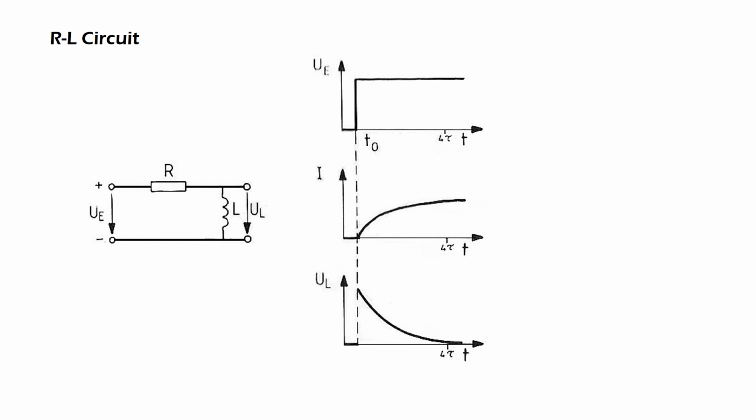RL circuit. The illustration on the left shows a simple RL circuit. The illustration on the right shows the current and voltage characteristic of an RL circuit. A DC voltage UE is applied to the input at the moment t0. As a result, a current starts to flow in the inductor L. It builds up a magnetic field, which counteracts current I. So the inductor represents a high resistance at the moment t0.